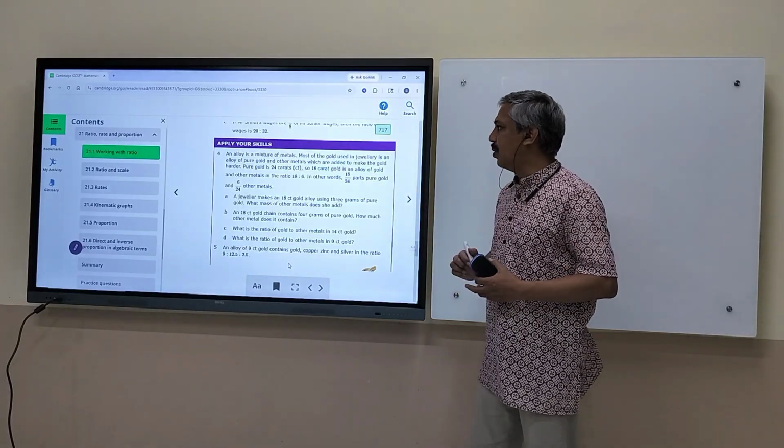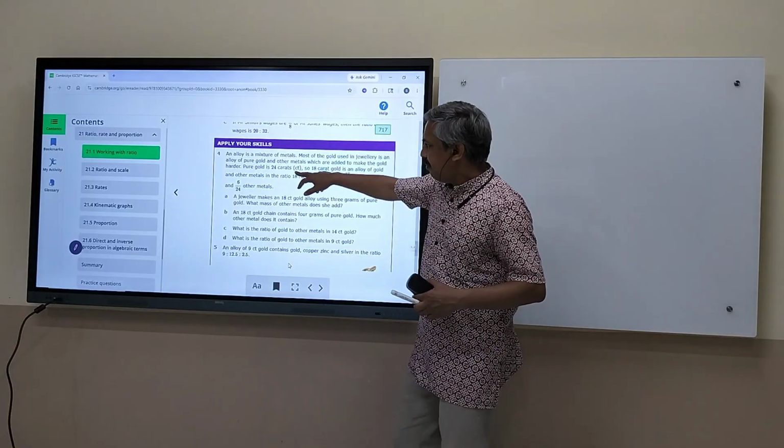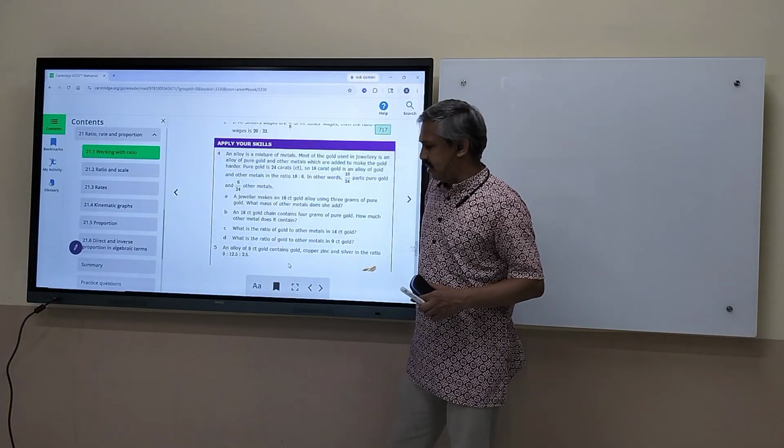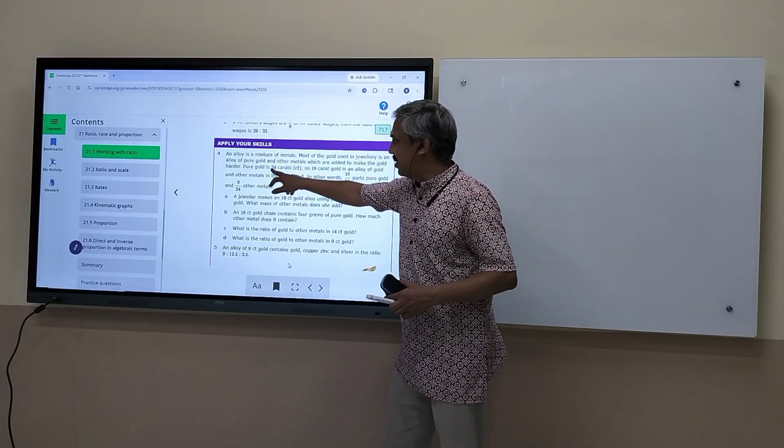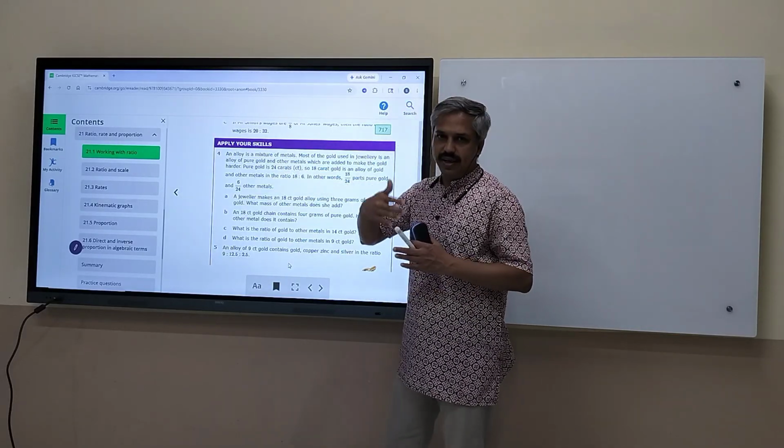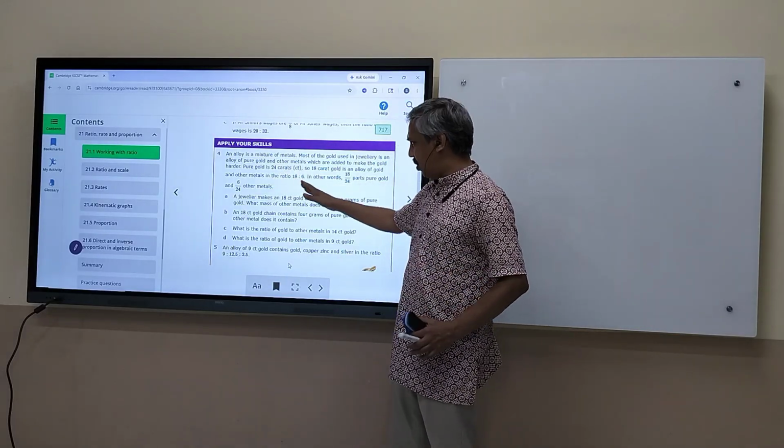This is what the question is talking about. Pure gold is 24 carats. It's a unit to measure this. The quality standard is about this. What is the meaning of carat?